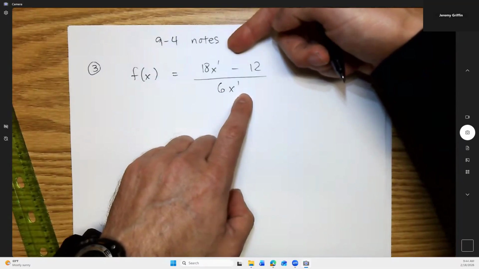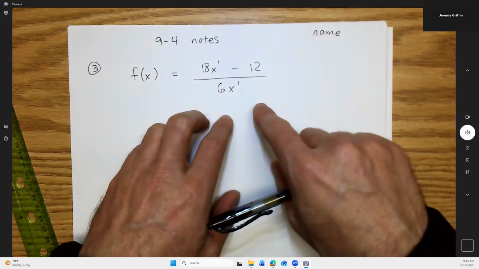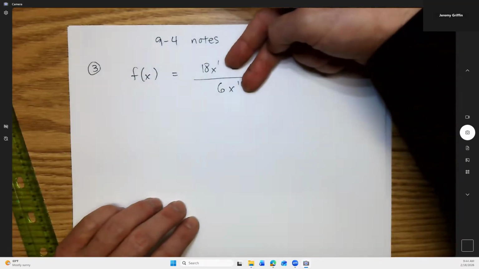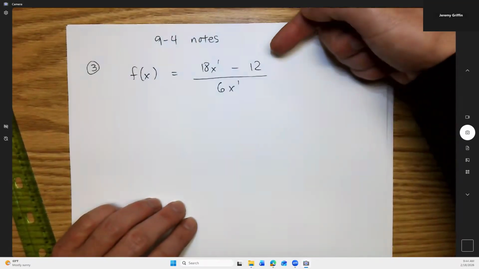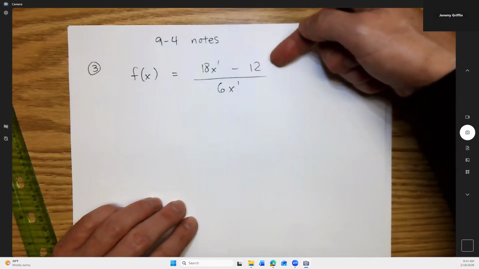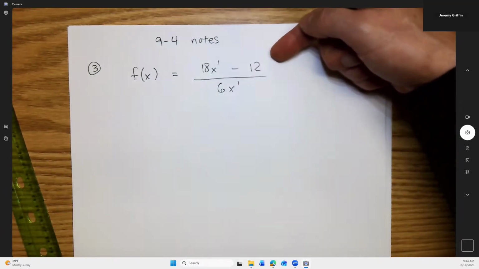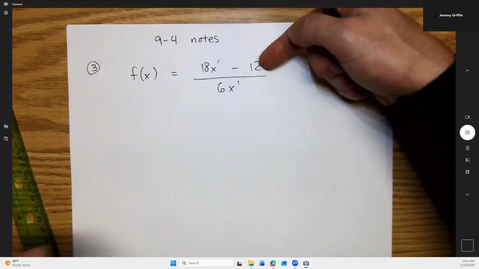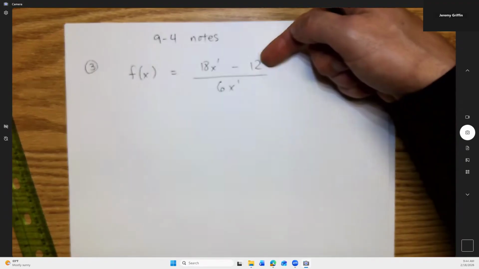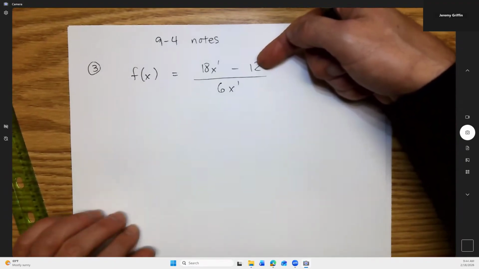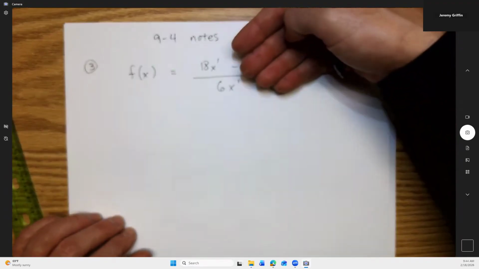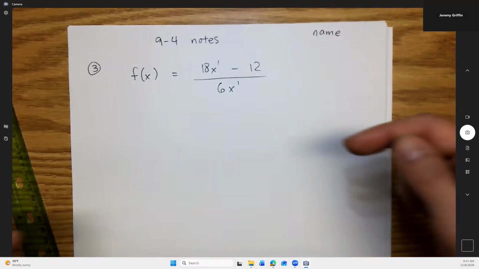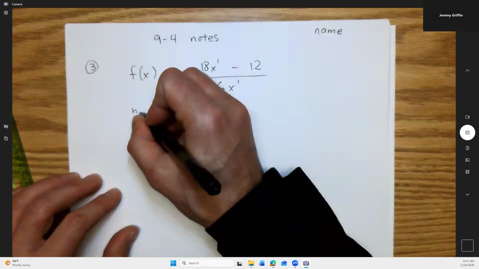Now let's think about what that means long term. If we pump out 1,000,000 factory parts, if you plug in 1,000,000 for x, does this minus 12 become sort of negligible to the overall process? Because we've got 18 million here and 6 million here, and minus a tiny bit that matters less and less proportionally the more parts we produce. So what I'm trying to get at is the idea of a horizontal asymptote. Based on what I've said so far, what is the horizontal asymptote going to be?